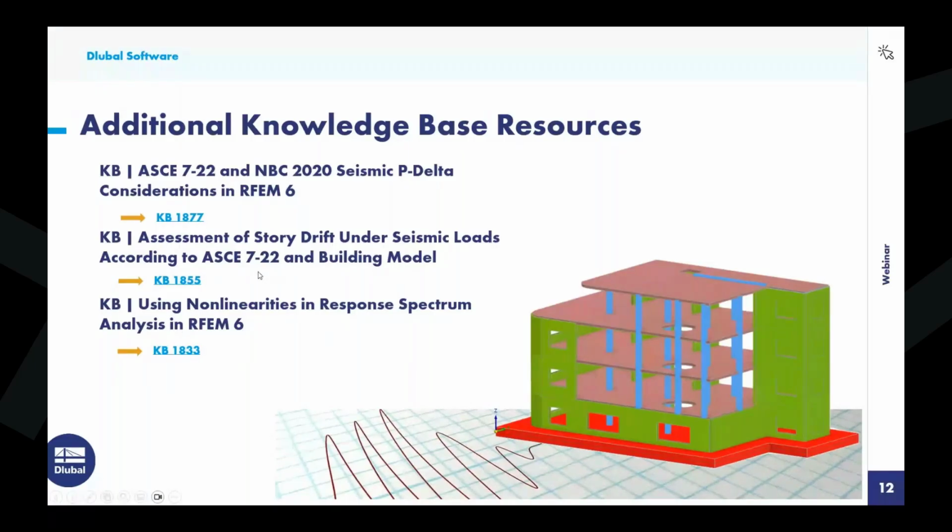Also story drift according to the code. So there could be considerations within the ASCE 7 where the story drift needs to be considered at a different location than what the building model is given. So this article will certainly help clarify that. And finally, nonlinearities. So as we know, this response spectrum analysis is a linear analysis. Any nonlinearities are converted to linear elements underneath the hood. So if we have any nonlinearities like tension-only members, this is a great article to refer to and how we can consider those nonlinearities in the modal and response spectrum analysis. Again, these are all hyperlinks provided directly within that PowerPoint handout.